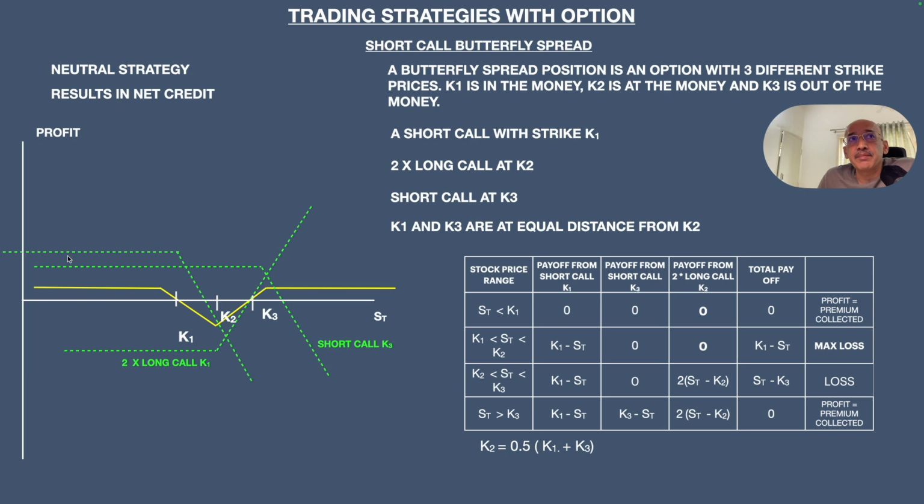However, at the same time, since the price has already moved beyond K3, this short call will be in loss, and this short call will also be in loss. As a result, your profit here gets compensated by these two losses. However, since there is a net credit you have already collected in terms of the premium, you get to keep the premium. So the maximum profit will be the net premium collected in both cases, when the price is beyond K3 or when the price is below K1.